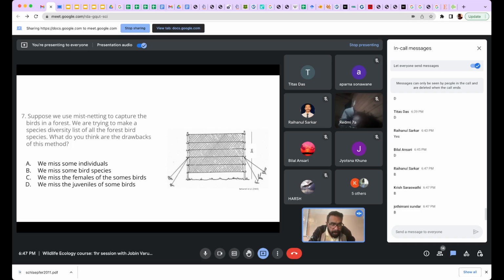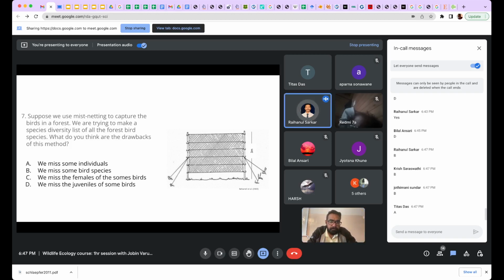There are answers that I can see. Bilal says D, Rayhanu says B. Yeah, Kriti says B and Jyotimani says B. The three people who have said B, do you have an explanation for that? Titus says A. Okay.